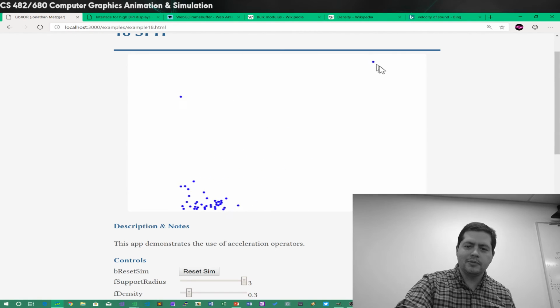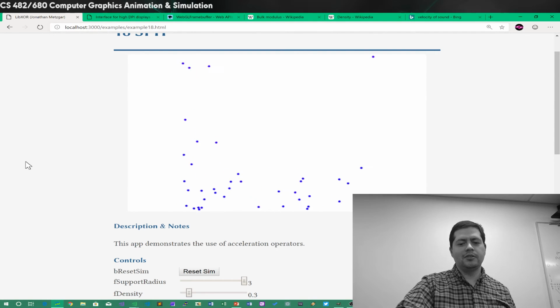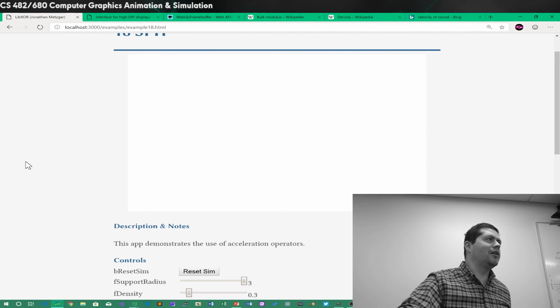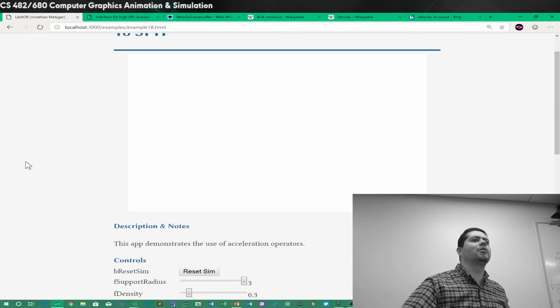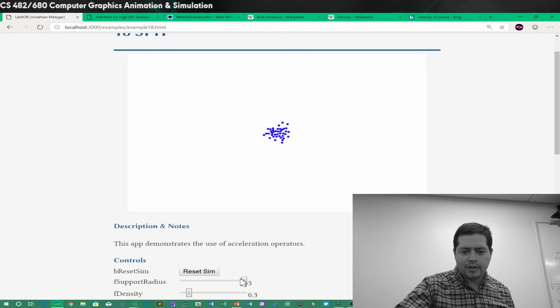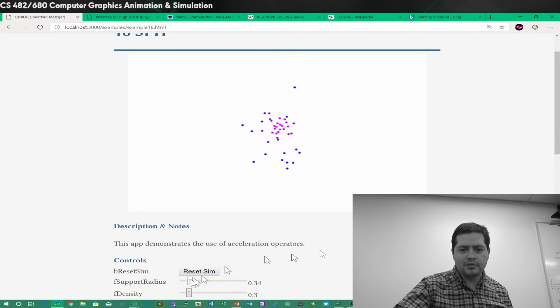The heck is that guy doing? I think this is a good case of our simulation malfunctioning, right? That's one of those things where you're hoping that your numerical simulation doesn't explode and go crazy, like it just did now. Okay, so that's interesting. Let's turn this down to a smaller value.